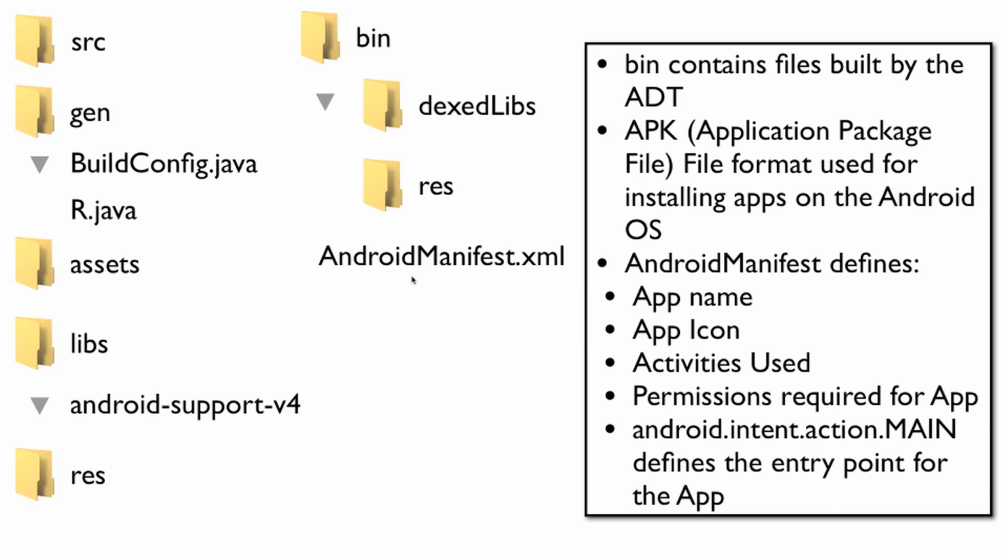Then we're going to get into the AndroidManifest.xml file, which I'm going to cover in great detail. It's going to have the app name, the app icon, activities that you're going to use, permissions that are going to be required for your app to properly operate. And at some point inside of it, you're going to see android.intent.action.MAIN. This is going to define the entry point for your app.